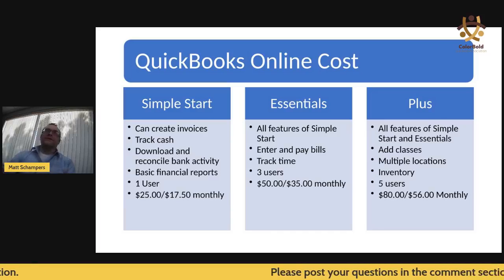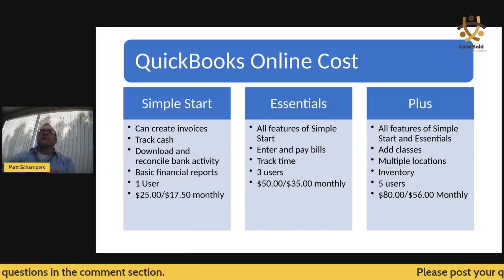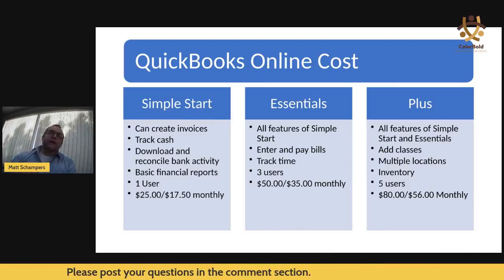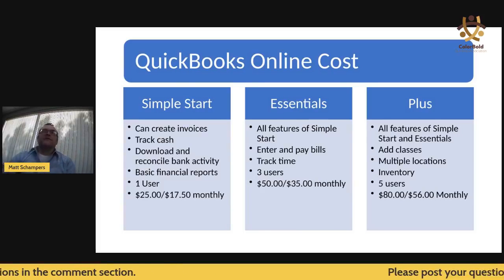And you only get one user. So with Simple Start, it's just one user, plus you can invite an accountant. The price for that is $25 a month. You'll see I have the bigger and the smaller price. When you get QuickBooks through a Pro Advisor, you get a discount. You get 30% off basically. So when it's through a Pro Advisor, it would be $17.50, but you have to start that way.